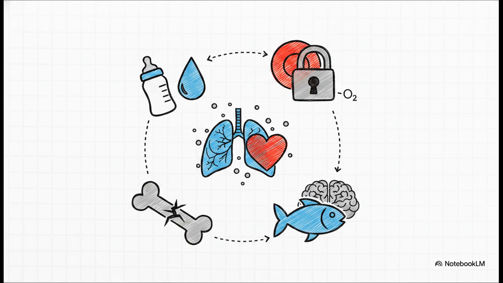PM 2.5, physical damage to the alveoli causing cardiovascular issues. Carbon monoxide, chemical damage via carboxyhemoglobin causing reduced oxygen. Mercury, the neurological tragedy of Minamata. Cadmium, the bone softening of itai-itai, and nitrates, the oxygen deprivation of blue baby syndrome. If you can visually recall this exact sequence during your exam, you are going to completely dominate this section.